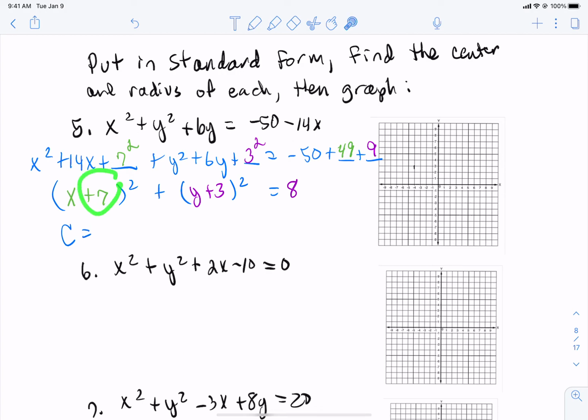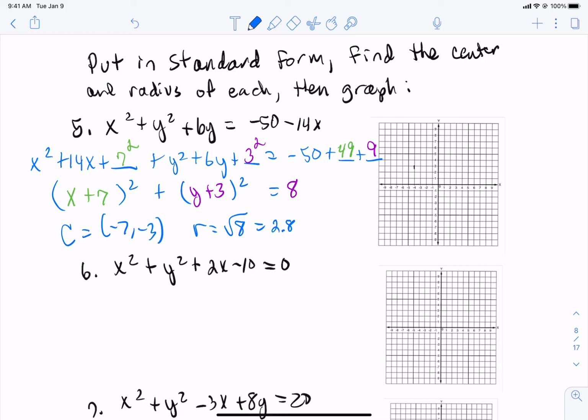So what do we know our center is? Our center are the opposites of those two numbers, so negative 7 and negative 3. Our radius is going to be the square root of 8, which isn't a perfect square. We did that one a little earlier. It's approximately 2.8.